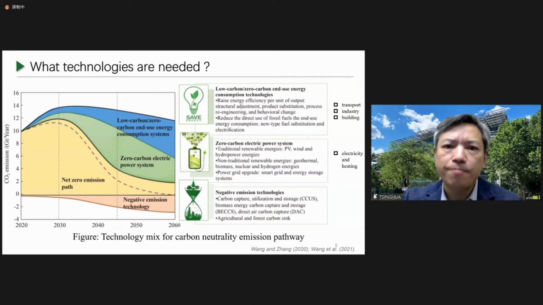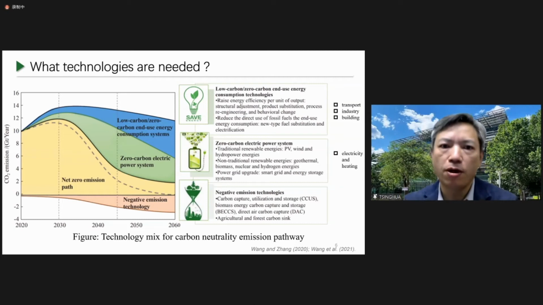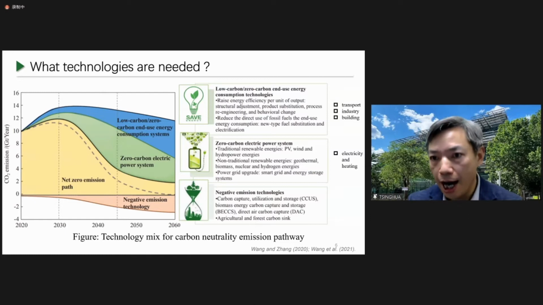In addition to the development of traditional renewable energies such as wind, PV, and hydropower, zero carbon power system also requires a significant increase in non-traditional new energies like geothermal, biomass, nuclear, and hydrogen, along with the significant proportion of intermittent renewables in power generation. Enhanced and advanced energy storage and smart grid system will be highly demanded to balance the new energy system.